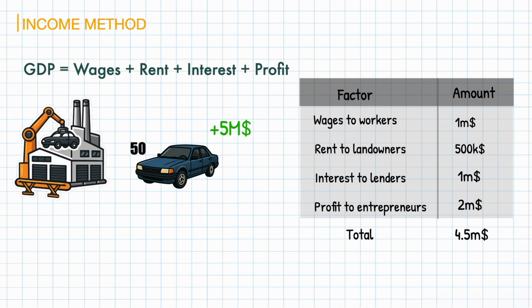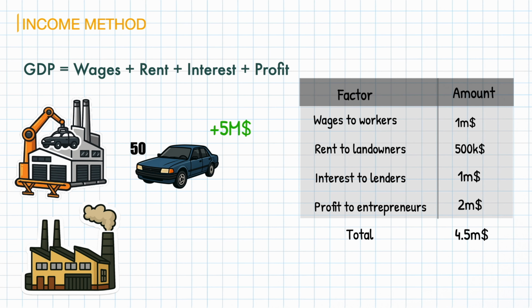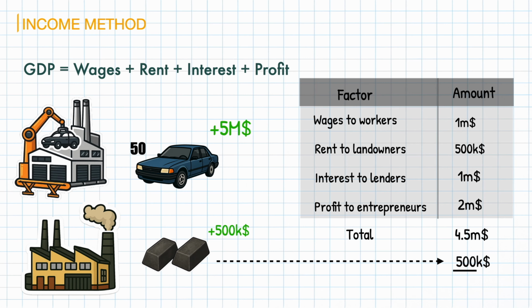You may wonder why it is only $4.5 million. Where is the remaining $500,000? It's because the iron plant produces goods worth $500,000, but iron is considered an intermediate good. We include it in GDP under the income method because we calculate the income of each individual industry, and the iron plant also generates wages, rent, interest, and profit.